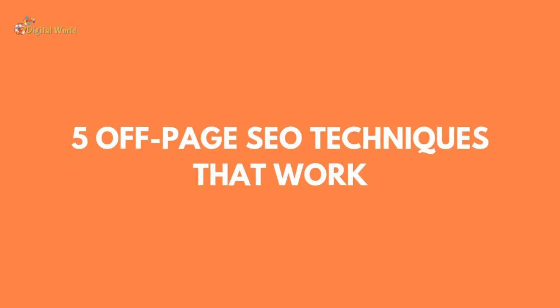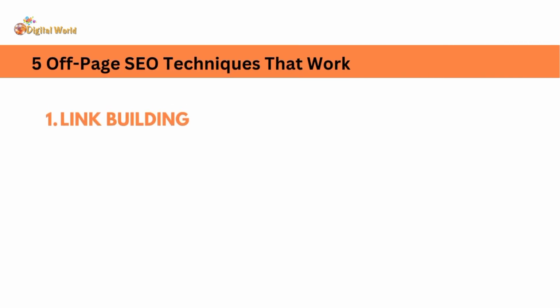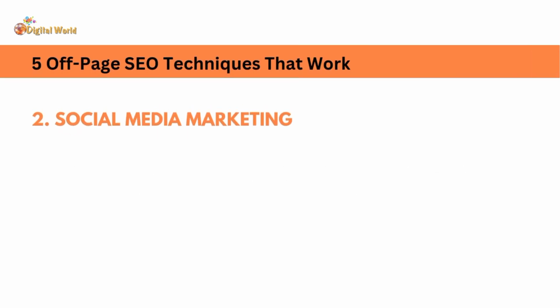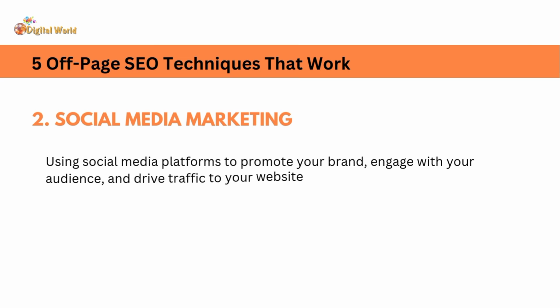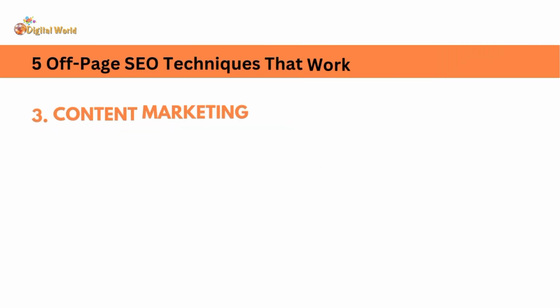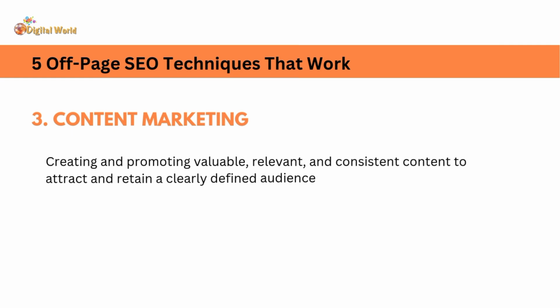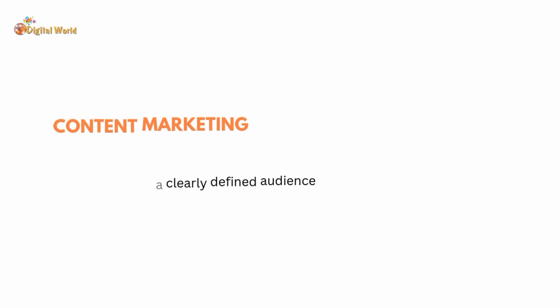Now we will talk about 5 off-page SEO techniques that work. Number 1. Link building. Building high-quality backlinks from authoritative sources to improve search engine rankings and increase brand awareness. Number 2. Social media marketing. Using social media platforms to promote your brand, engage with your audience, and drive traffic to your website. Number 3. Content marketing. Creating and promoting valuable, relevant, and consistent content to attract and retain a clearly defined audience.